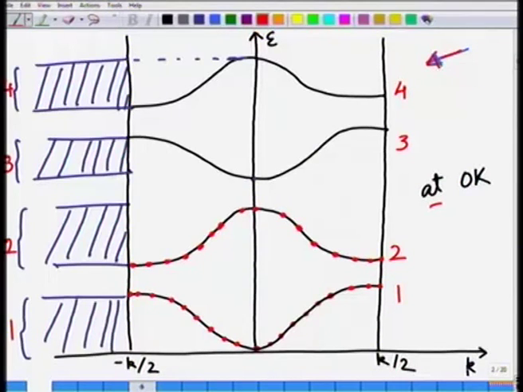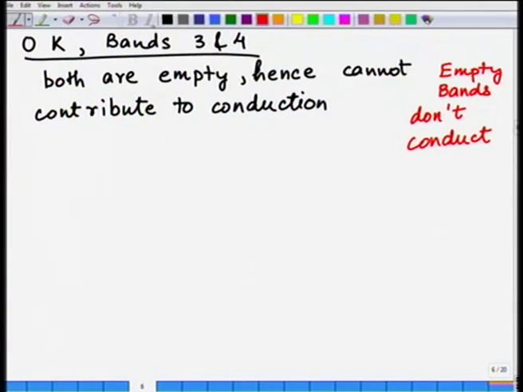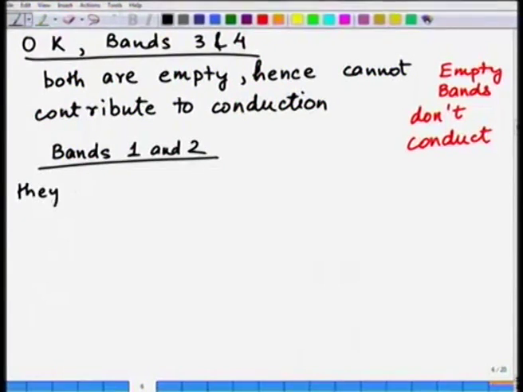What about band number 1 and 2? So, let us look at bands 1 and 2 at 0 K. Bands 1 and 2, they are completely full.